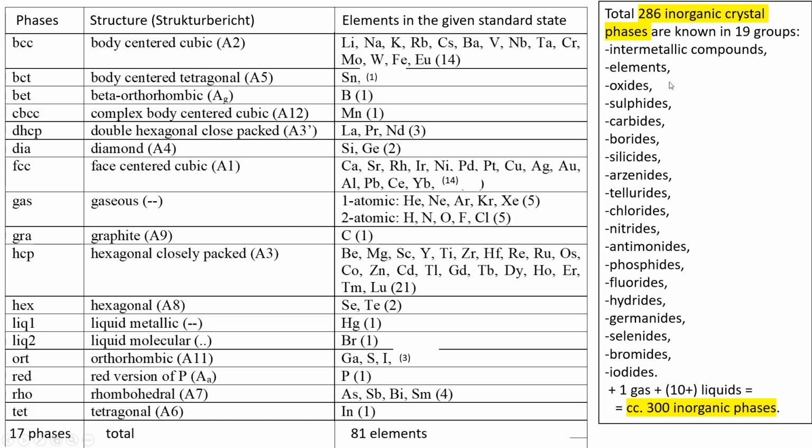And then we have many oxides, sulfides, carbides, borides, silicides, arsenides, tellurides, chlorides, nitrides, antimonides, etc. In addition to these 286 inorganic crystal phases, we have also one gaseous phase, and we have around 10 plus liquid phases. It's not really well defined how many different liquid phases we have. We count those which are not fully soluble in each other. If we add all those phases, the 286 crystals plus one gas plus 10 plus liquids, we end up with approximately 300 inorganic phases.